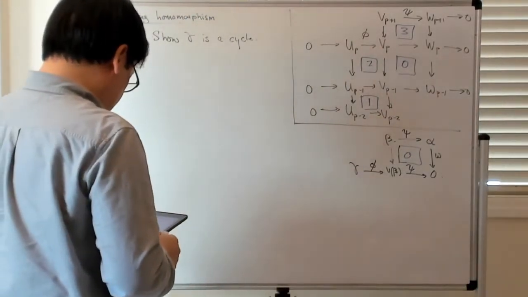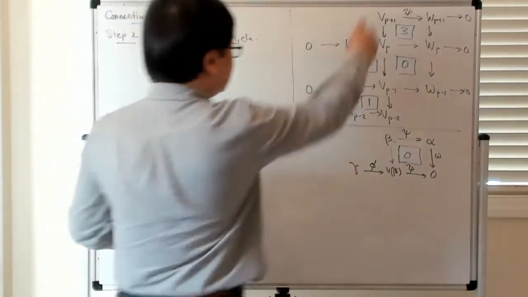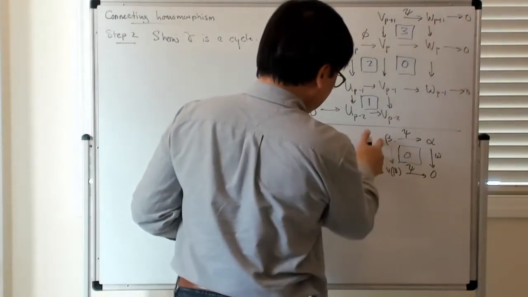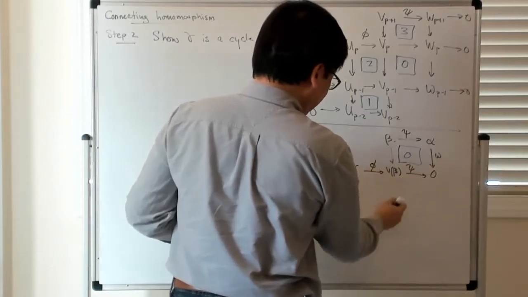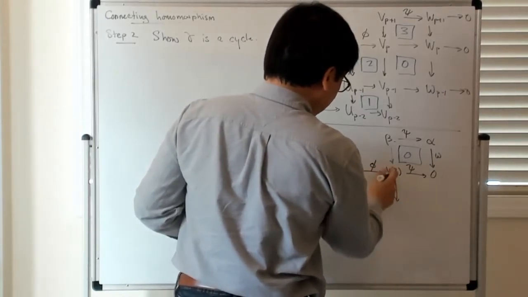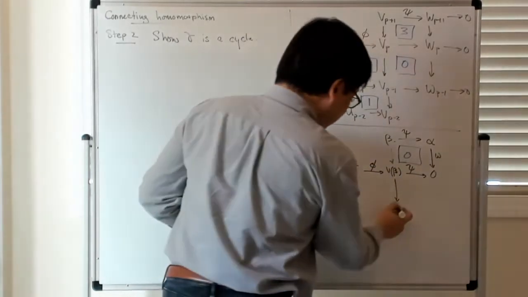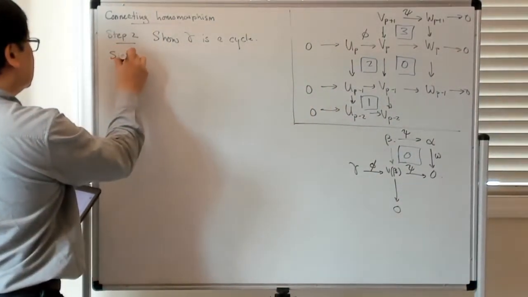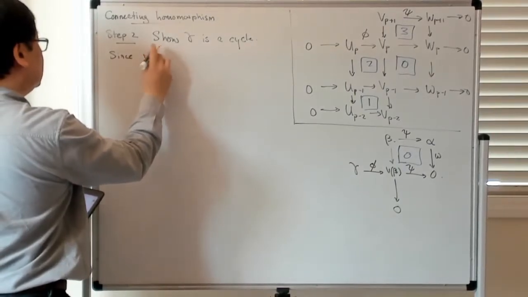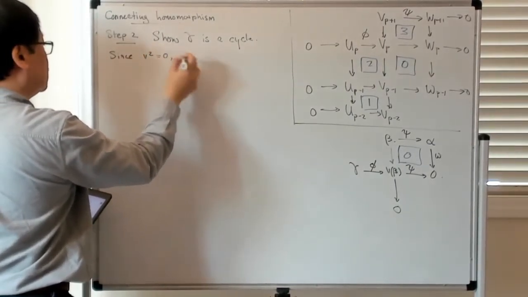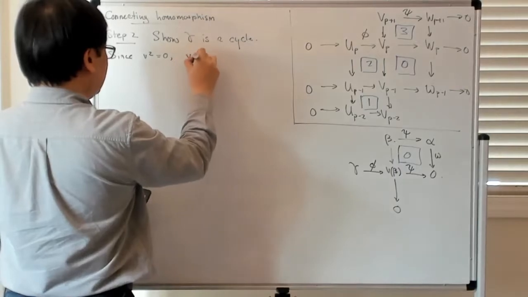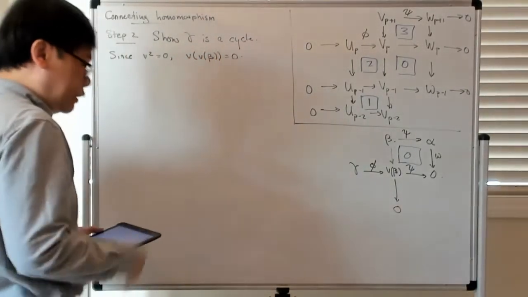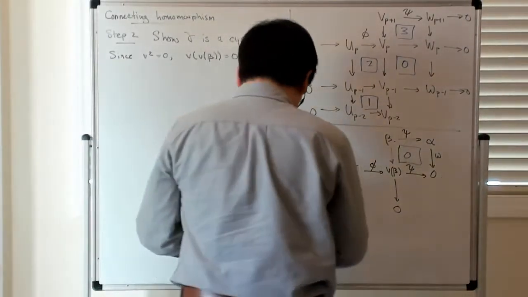Okay, so we know that this is a chain complex. What that means is that beta maps to v beta, which maps to v squared beta. But v squared is always 0, so this maps to 0. Since v squared is equal to 0, that means that v of beta is equal to 0. Then of course you use the fact that the diagram commutes.